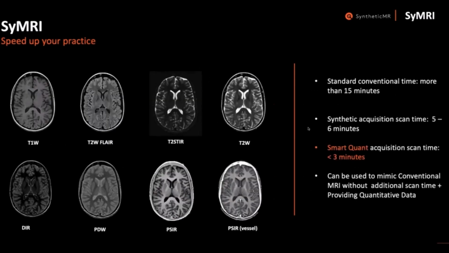So aside from quantification, SyMRI also allows you to really speed up your practice. Looking at the contrast you're seeing here, it would take you at least 15 minutes to acquire these conventionally. Now, with the synthetic acquisition on its own, so the MDME sequence on its own, it's going to take you 5 to 6 minutes. With SmartSpeed, we can accomplish this, and Dr. Savatovsky has accomplished this in less than 3 minutes.